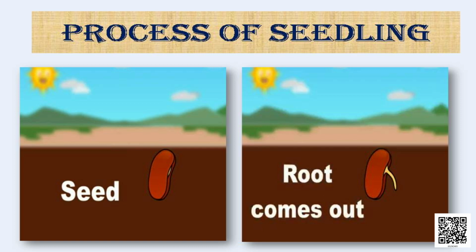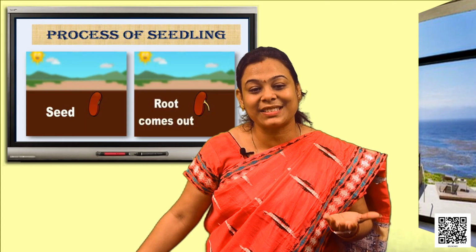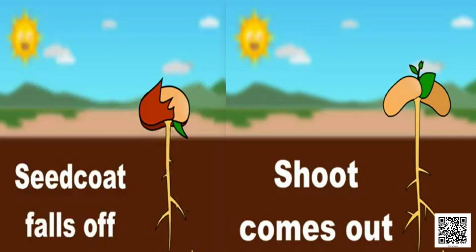Now this is the process of seedling. When a seed grows to a plant, this is the process known as seedling. When a seed grows into a plant, what happens? You soak the seed into the soil and root comes out, right? Next, seed coat falls off. The hard portion, the covering, the outer layer of the seed just falls off. And then finally the shoot comes out.